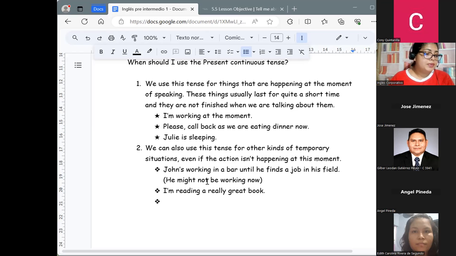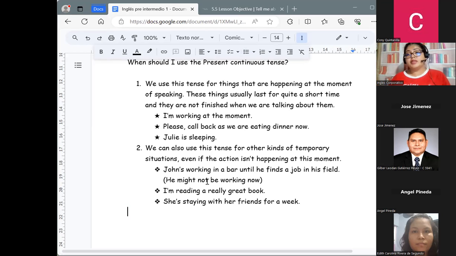Next one, number three. She is staying with her friends for a week. So she is staying in a place. Ella se está quedando en casa de su amiga, ¿verdad? Y se está quedando por una semana.